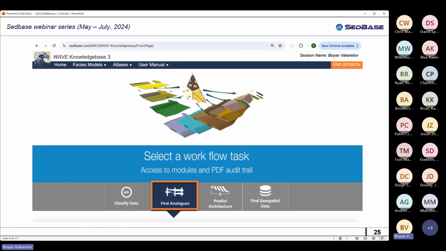The second step is finding analogs. Now we have quite a few different types of analogs we can work with.